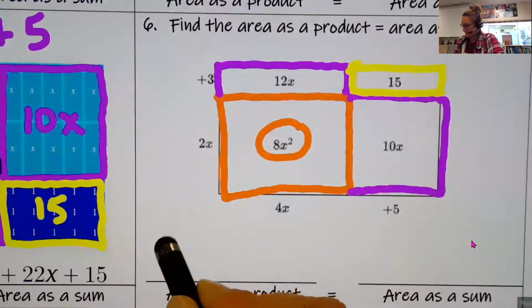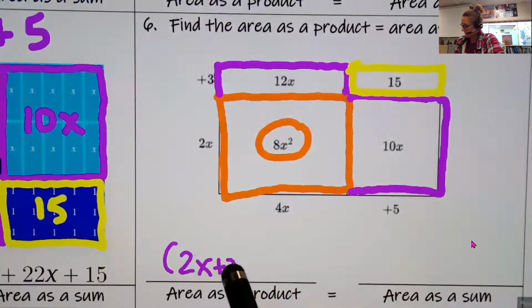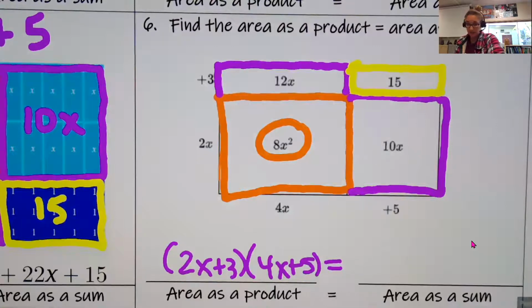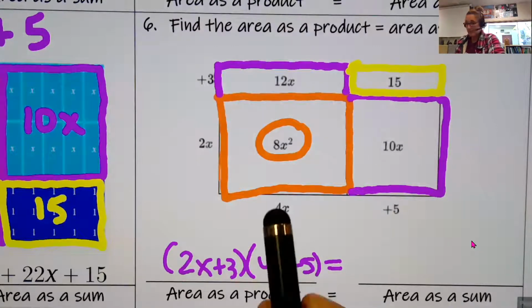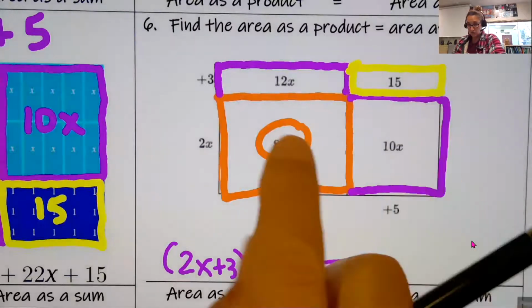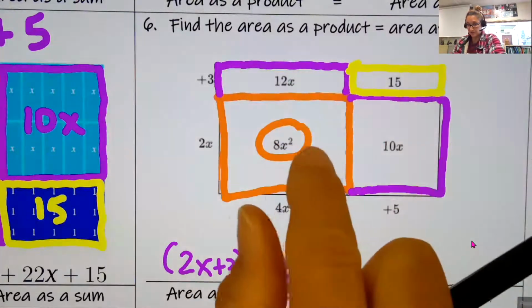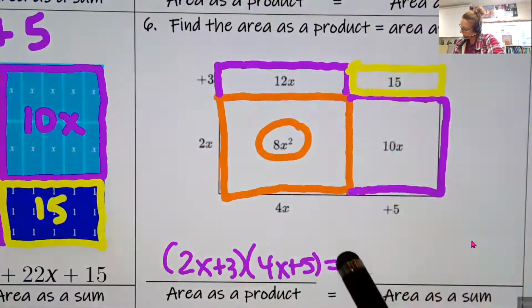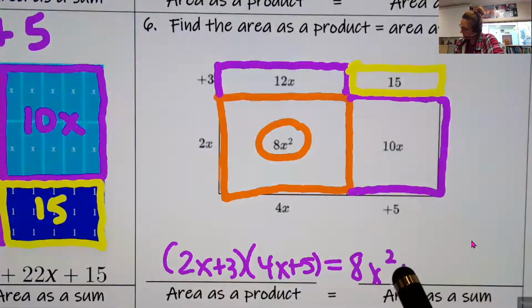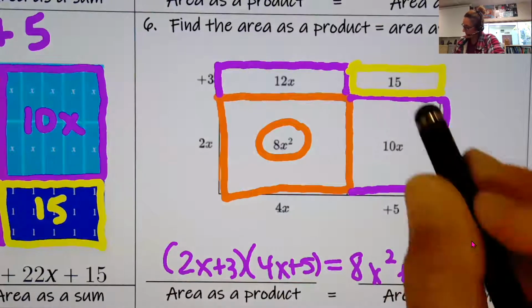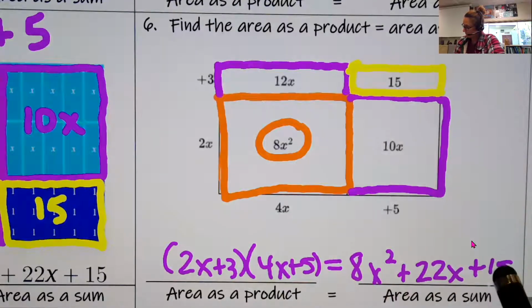Okay, so this is going to be 2x plus 3 and 4x plus 5. Again, same thing I had on this problem over here. And then I'm going to combine all of these separate areas. So I'm going to sum up these areas. And I have an 8x squared plus a 10x and 12x give me 22x. And then my 15. Okay.